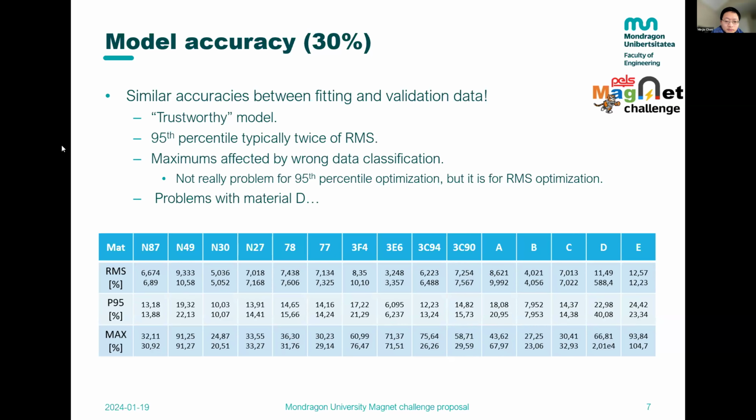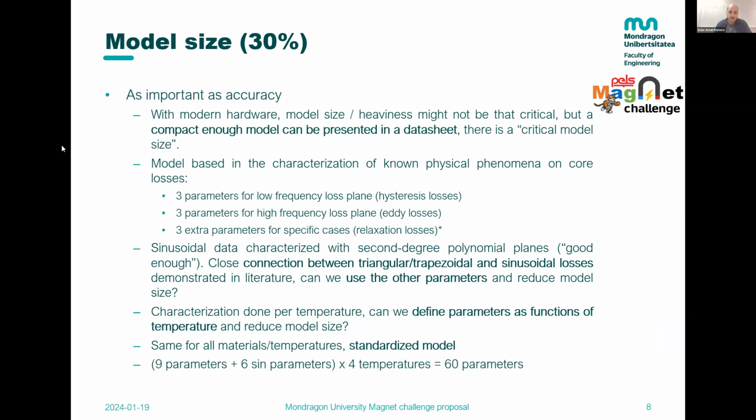Now, model size is another important thing. In theory, it should be as important as accuracy. Of course, I think you talked on the first day in the introduction about this. With modern hardware, model size is becoming less and less important, because, of course, there's a limit, but having a big model is typically not that much of a problem. Of course, there's the subjective part of big, but if you have a small model and it reaches a critical size, you could potentially just put it in a datasheet. So that's actually very interesting, and that's what we tried to do.